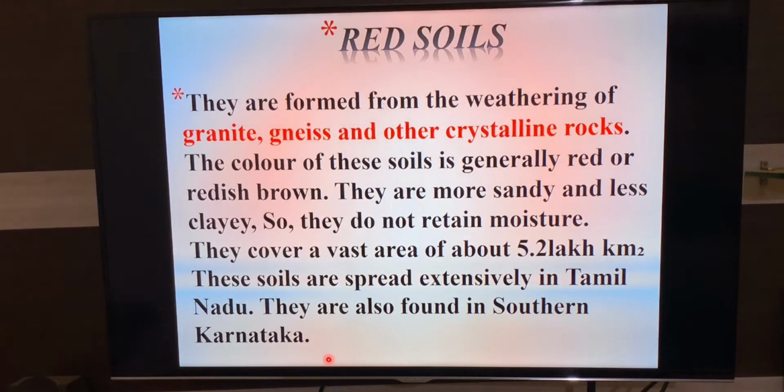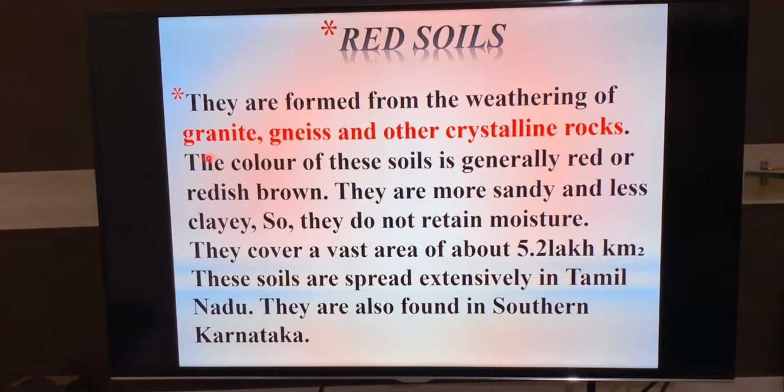Red soils are mainly formed by weathering of three rocks: granite, gneiss and other crystalline rocks. And the color of the soil is red or reddish brown. Next we will learn about the geographical features of red soil. They are more sandy, less clayey. Less clayey means they don't retain moisture. So they have less moisture.